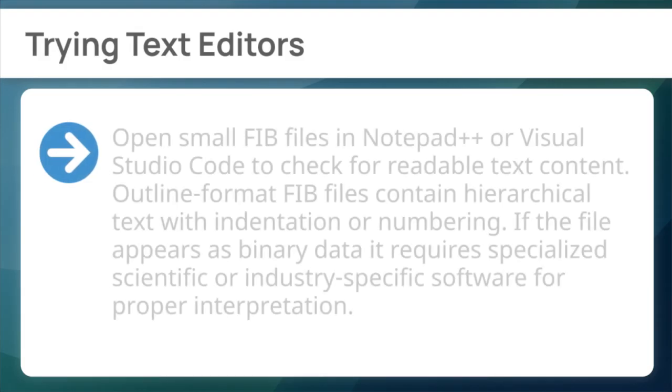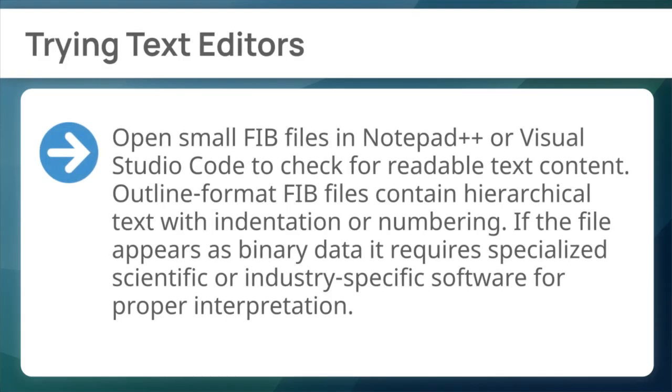Next, trying text editors. Open small FIB files in Notepad++ or Visual Studio Code to check for readable text content. Outline format FIB files contain hierarchical text with indentation or numbering. If the file appears as binary data, it requires specialized scientific or industry-specific software for proper interpretation.